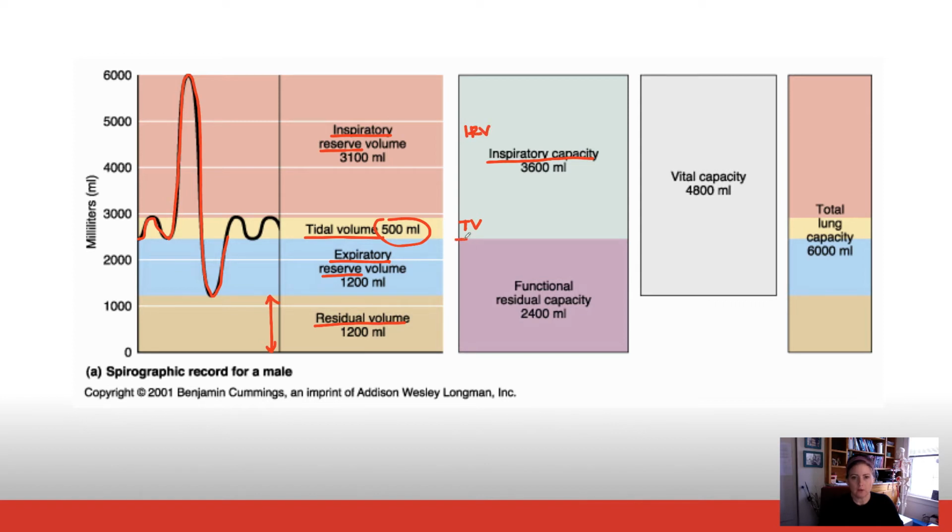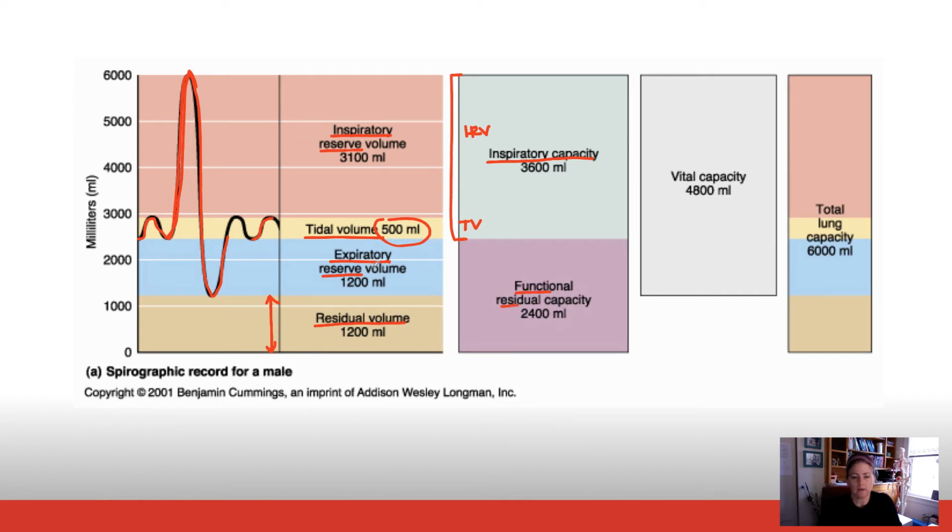So if we were to add all of this together, that's going to be our inspiratory capacity. So how much air are we capable of inspiring? Okay, we inspire a little bit of air with our tidal volume, and then we can inspire a lot more air with our inspiratory reserve volume. Okay? And then we have another capacity. This is your functional residual capacity.